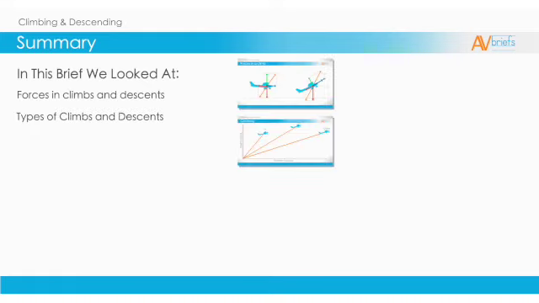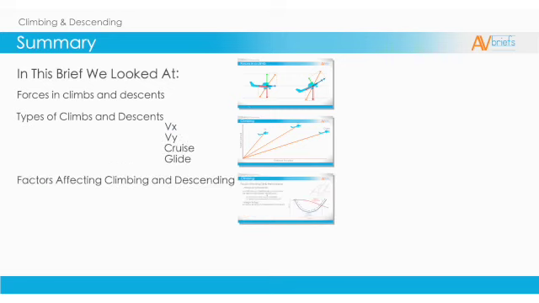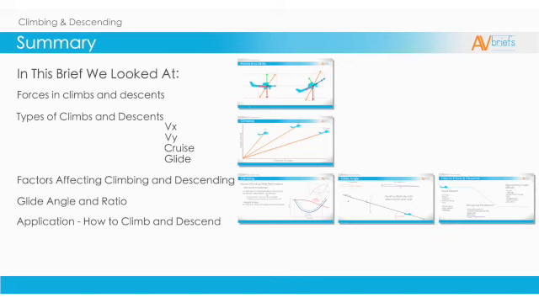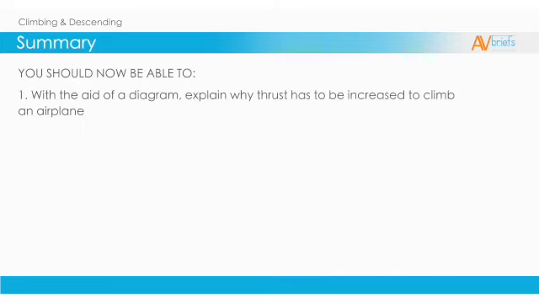In summary, in this briefing we looked at forces in climbs and descents, types of climbs and descents, factors affecting climbing and descending, glide angle and ratio, application, how to climb and descend. You should now be able to, with the aid of a diagram, explain why thrust has to be increased to climb an airplane. Define best angle of climb and best rate of climb.